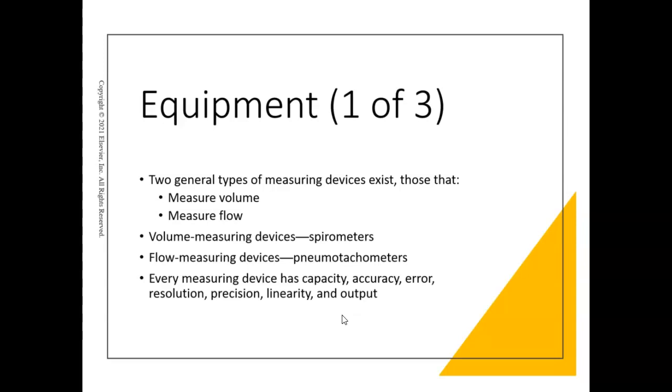So because it's measuring volume and time, you can derive flow rates from this, right? Flow measuring devices are instead commonly called pneumotachometers. Okay. So sometimes they'll call them Fleisch type pneumotachometers. But pneumotachometers are the term that we use for devices that measure flow. Okay.